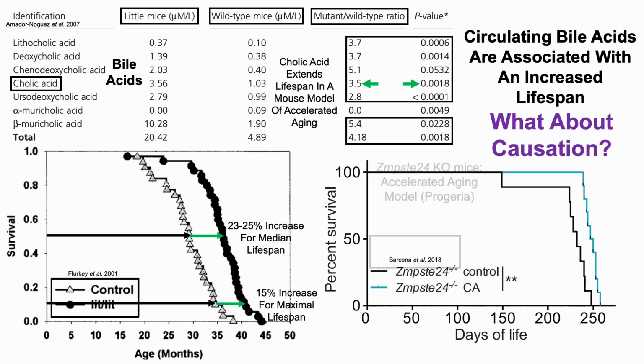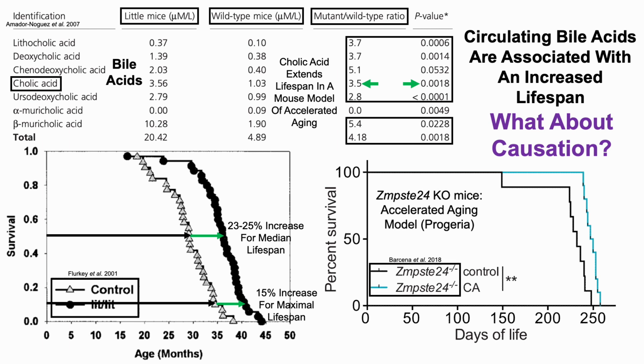So in this study, they used the ZMPSTE24 knockout mice, and this is an accelerated aging model, or a mouse model of progeria, a genetic model of accelerated aging. So they split half these mice into control-fed and cholic acid-fed, CA. More specifically, 0.1% cholic acid was supplied in the diet.